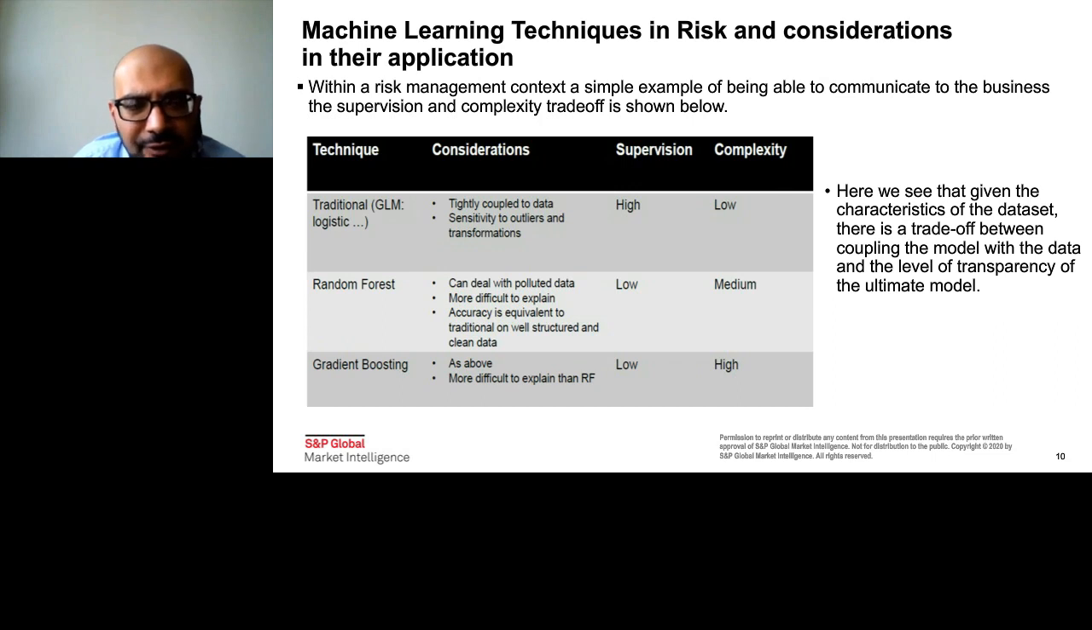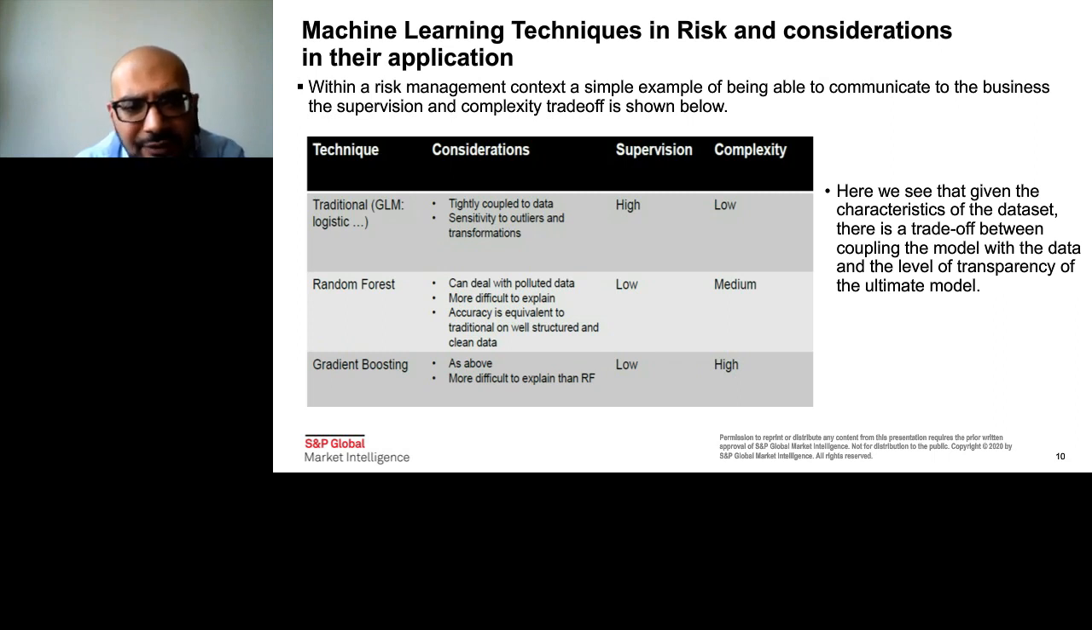So obviously the traditional or structured form of general linear models and logistic regressions, their considerations are they are tightly coupled to the data set you have trained on. The sensitivity to outliers and transformations, you have to do a lot of feature engineering before you can use them. They require high supervision, but they're very transparent, with relatively low complexity compared to, for example, random forest, which can deal with polluted data, but on the other side, it's more difficult to explain.